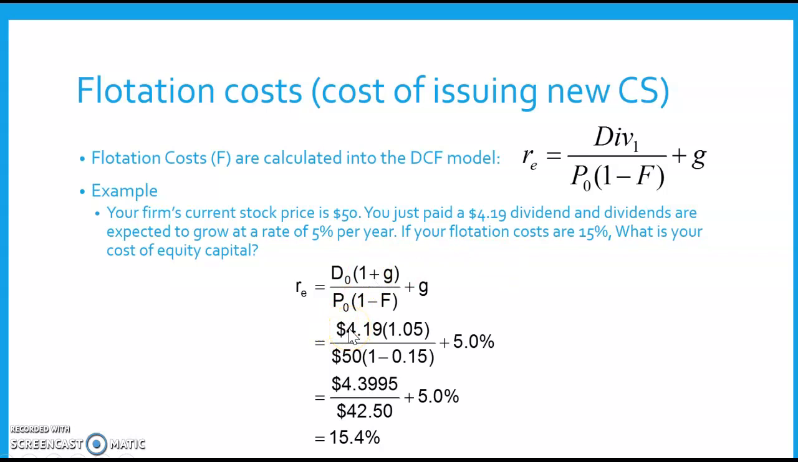We were given DIV0 and G, so we can use that to calculate DIV1 as $4.39, roughly $4.40. Our G is 5%, so I'm going to put that in there. P0 was 50, so P0 times 1 minus 15% flotation cost gives us 42.50, and then our new cost of equity, assuming new stock is issued, would then be 15.4%.